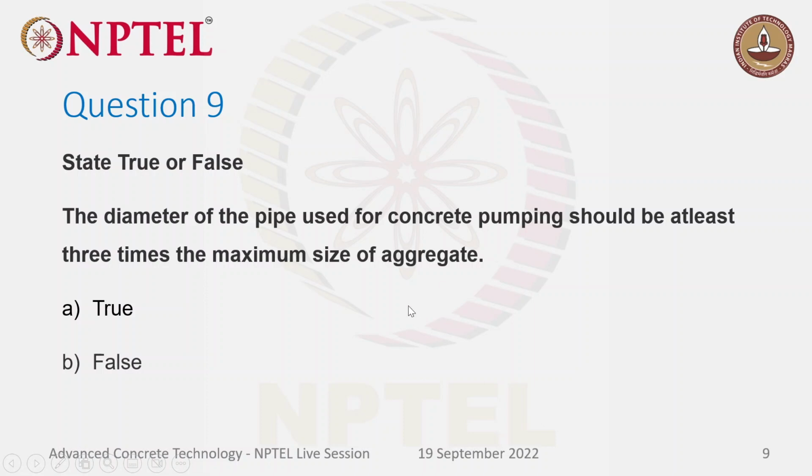Here it's a true or false question. It's going to be an easy question. Let me start the timer now. It's a direct question from the lecture. The statement is: the diameter of the pipe used for concrete pumping should be at least 3 times the maximum size of aggregate. That is the question. Here they're saying if the size of the aggregate is 1 mm, then the diameter of the pipe should be at least more than 3 mm. That's what they specify. The diameter of the pipe should be at least 3 times the maximum size of the aggregate.